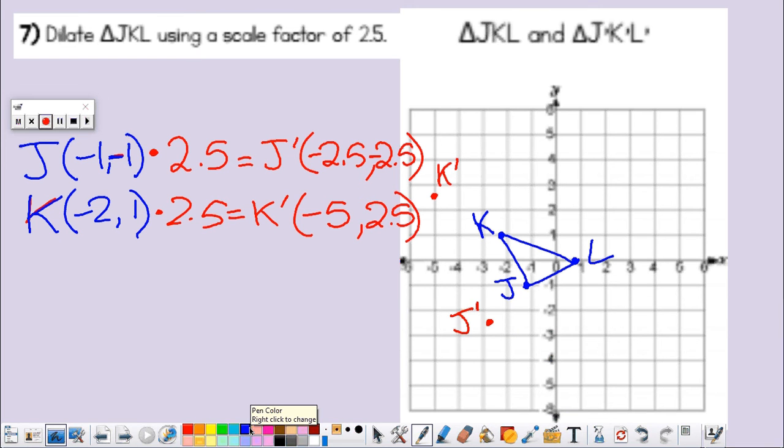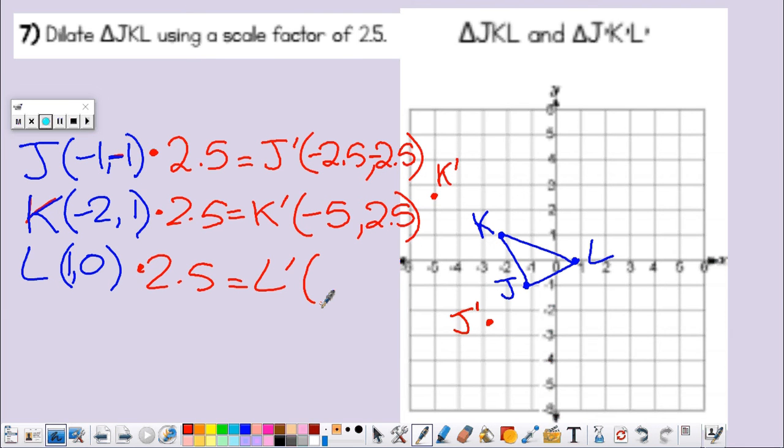And then L is at 1, 0. We're going to multiply that by 2.5. So that L prime, the image, is going to be located at 2.5 times 1 is 2.5, comma, 0. Very good. So 2.5, 0 is my L prime.